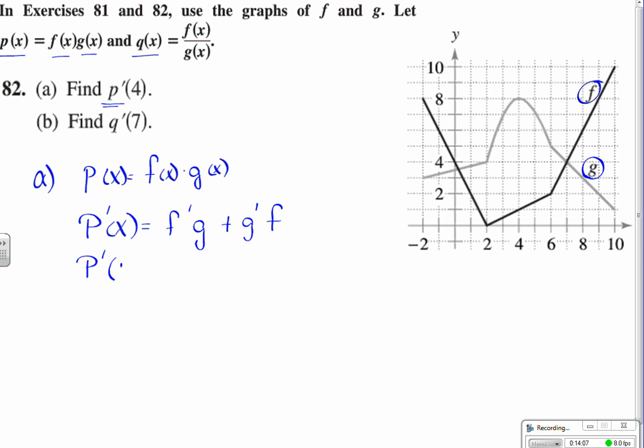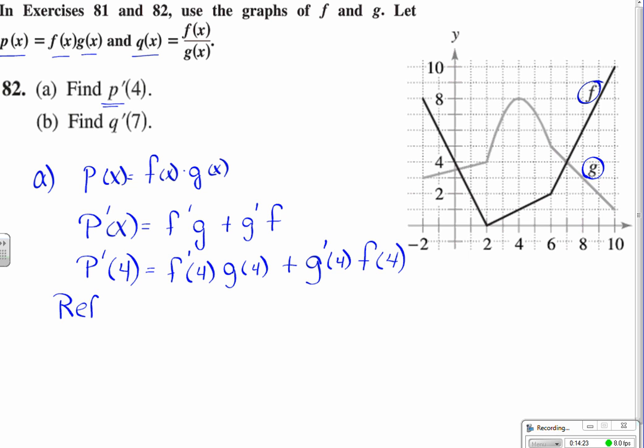I want to evaluate this thing when x is 4. So that's going to mean I need f prime of 4 times g of 4, added with g prime of 4 times f of 4. Now refer to the graph to get our numbers. The easy numbers to get are going to be the g and the f of 4. So g of 4, well, this is my x-axis, so here is 4 right there. I'm going to stop because that would be g of 4.